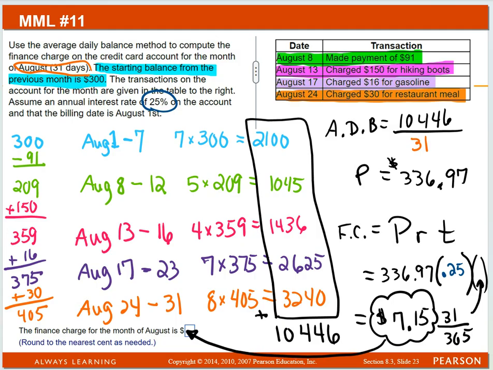Whew. I wasn't sure I was going to get all in. I got about 30 seconds to spare. So just multiply. You have to do all this calculation to get the average daily balance, because the average daily balance is the principal. It's how much on average, what's your balance. And they're going to calculate the interest, the finance charge on that balance.